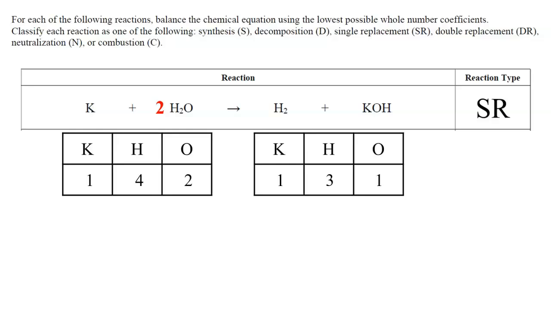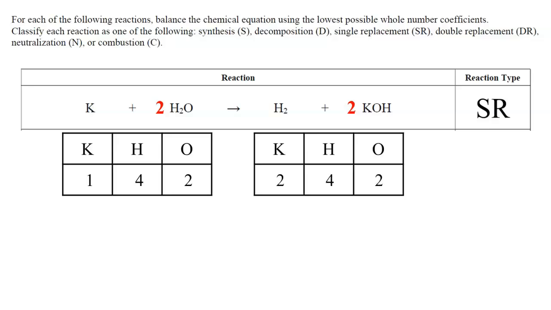At this point, I'm going to try to balance the oxygen. And so by trying to balance the oxygen, that would be 2 oxygens on the left, I'm going to put a coefficient of 2 on the right. And I did this to get 2 oxygens on the right. But notice that by putting that 2 in front of the KOH, it also changes the potassium and it also changes the hydrogen. So here is my new total for the elements on the right side of the equation.